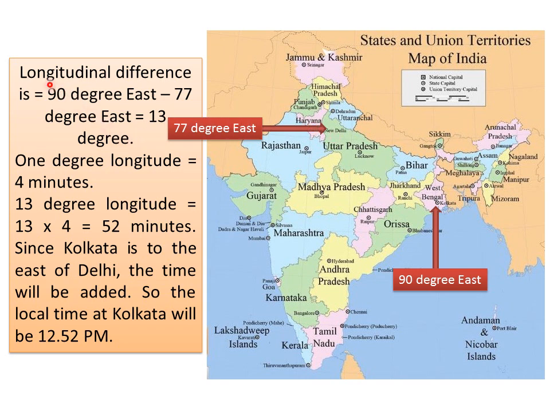First we have to see the longitudinal difference between the two. So longitudinal difference is 90 degrees east minus 77 degrees east, that is 13 degrees. If for 1 degree longitude the time difference is 4 minutes, then for 13 degrees longitude it will be 13 multiplied by 4 is equal to 52 minutes. Since Kolkata is to the east of Delhi, so here is Delhi, Kolkata is towards its east, the time will be added. So the local time at Kolkata will be 12:52 p.m. That means 12 noon plus 52 minutes, 12:52 p.m.